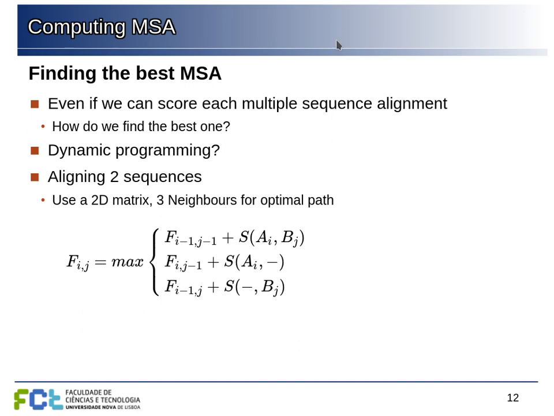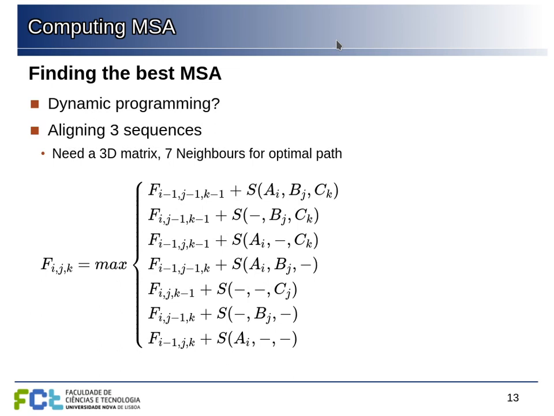But if we add another sequence, for example, with three sequences, now we need a three-dimensional matrix, because we need the matrix to have one sequence in each dimension. And now for each cell, we're going to have to consider 7 different neighbors, because we can match all of them here.